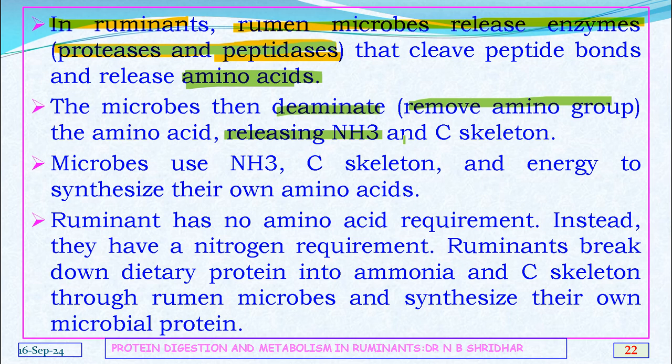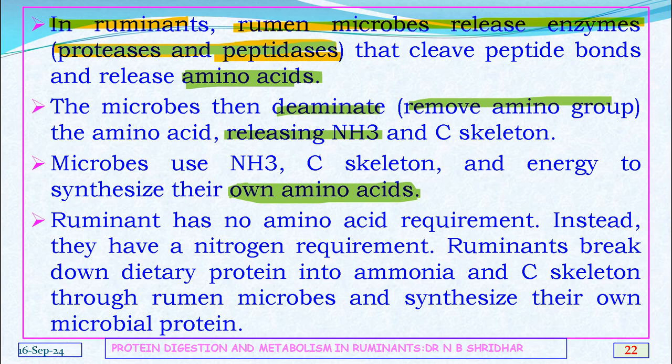So microbes use the ammonia. This is the capacity of the microbes to utilize non-proteinous nitrogen like urea. Then the carbon skeleton and energy in the form of volatile fatty acids are used to synthesize their own amino acids or protein. So this is the beauty of the ruminant digestion system. Ruminants have no amino acid requirement actually. They can convert non-proteinous nitrogen into amino acids. They require simply nitrogen, not any costly proteins.